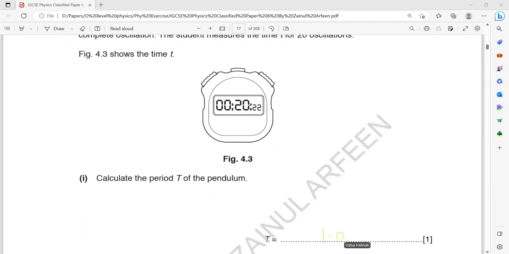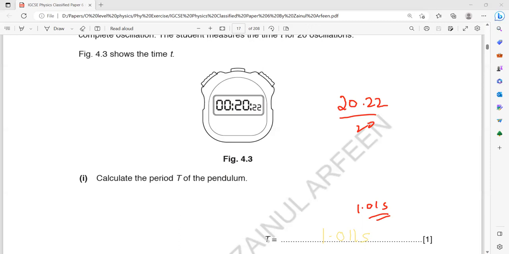So we have the time for 20 oscillations, which is 20.22, and we want the time for one oscillation. So what we should do is 20.22 divided by 20. So it will be 1.011 seconds. But when you write your answer, you should always use three significant figures. So we will just write 1.01 seconds.